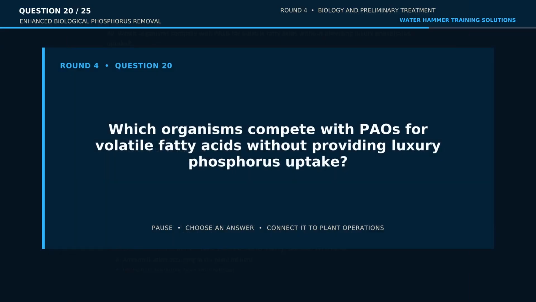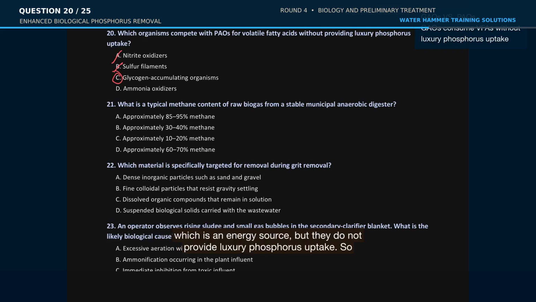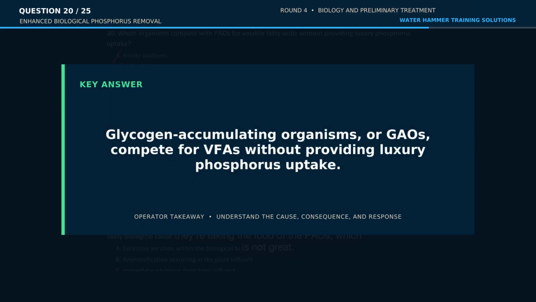All right, which organisms compete with PAOs for volatile fatty acids without providing luxury phosphorus uptake? Is it nitrite oxidizers? No. Is it sulfur filaments? No. Is it glycogen accumulating organisms? That is the answer. GAOs take up VFAs, which is an energy source, but they do not provide luxury uptake of phosphorus, so they're taking the food of the PAOs, which is not great.